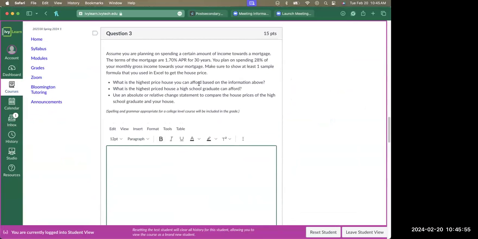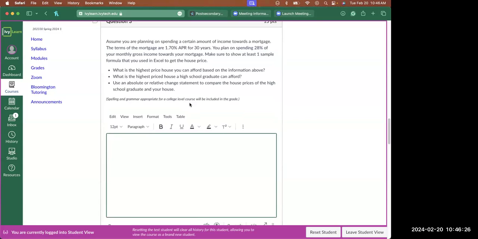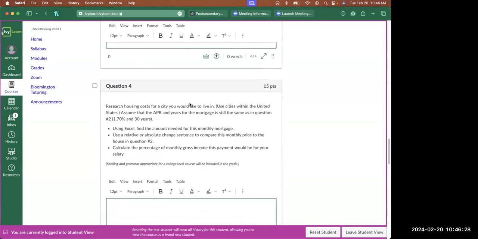What's the highest price we can afford? We just calculate. What's the highest price a high school graduate could afford? You're going to calculate that. Use absolute and relative change statements to compare the house prices of the high school graduate and your house. So we have the amount difference and we have the percentage change. That should be a good head start for question 3. Sorry about not showing you Excel. That was not my intention. And I also showed it last week, I think, as well.